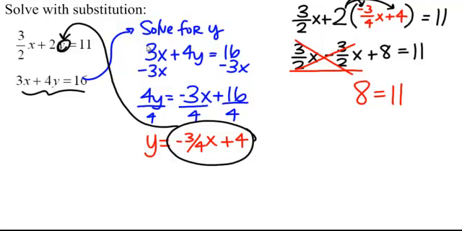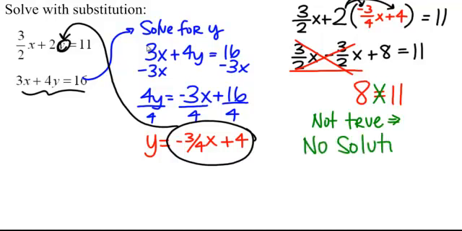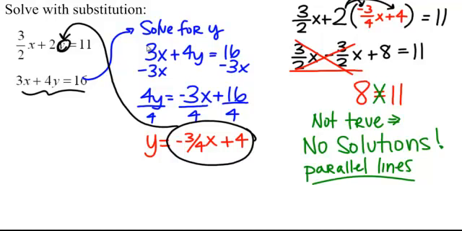This is not a true statement. 8 can never equal 11. Ever, ever, ever, no matter what we do. So when this happens, when we get a statement that's not true, think back to when we solved stuff. This means that there is no solution, which in a system means that these were parallel lines. These lines had the same slope. They will never ever cross, and that's why we have no solutions.